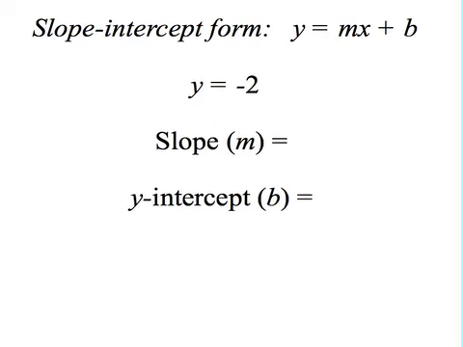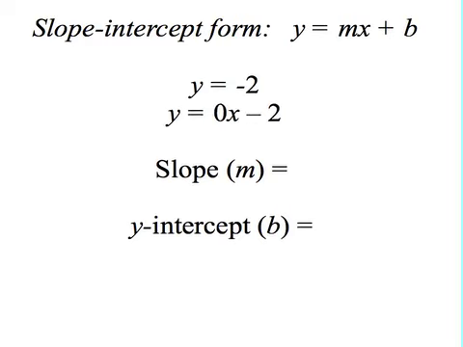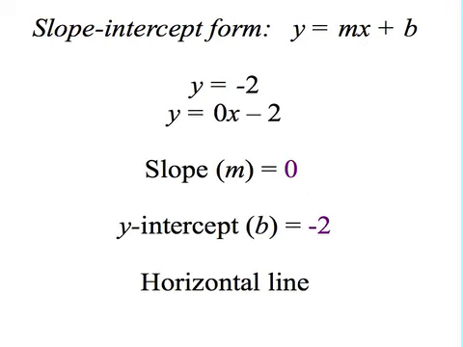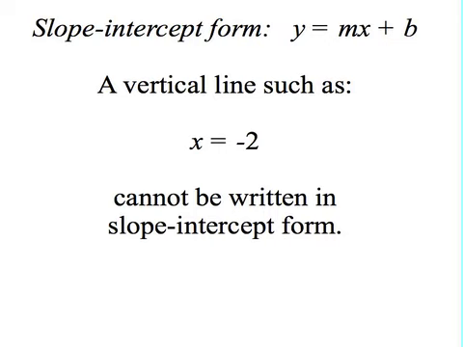And here's one that you might remember is the equation for a horizontal line. We can rewrite this one as y equals 0 times x take away 2. And now we realize the slope is 0 and the y-intercept is negative 2. And of course, this is a horizontal line. Here's an equation for a vertical line, and equations for vertical lines cannot be written in slope-intercept form.